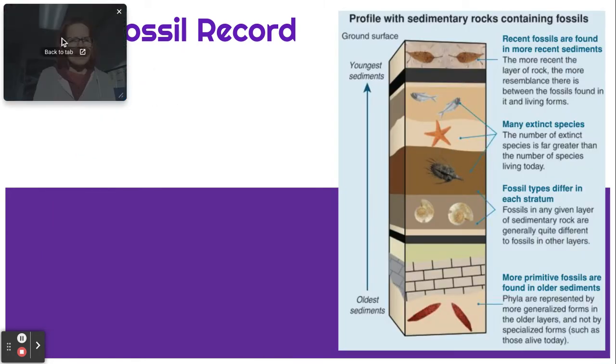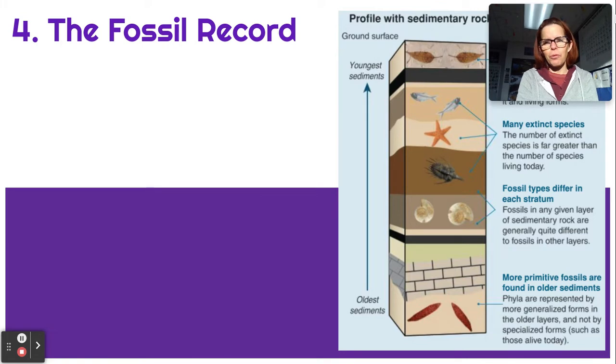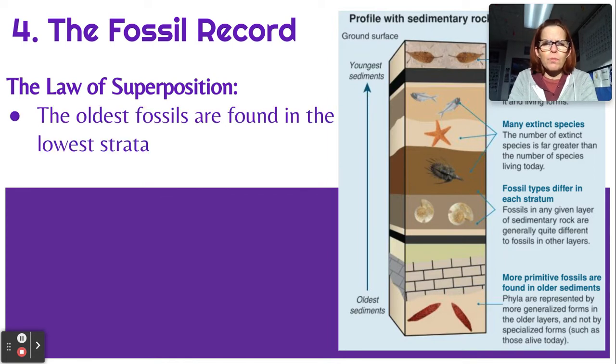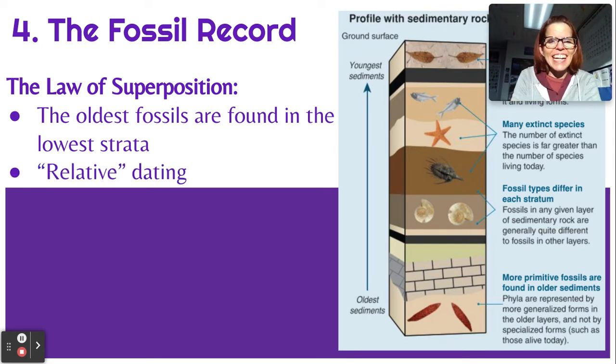All right, so other things in the fossil record, a bunch of things that I want you to be aware of. The first thing is the idea of the law of superposition, and we've had that since prior to Darwin. The law of superposition says that the oldest fossils are going to be found on the lowest levels. So if you look at this diagram here, whatever's down on the bottom, those are the oldest. And we refer to that as relative dating.